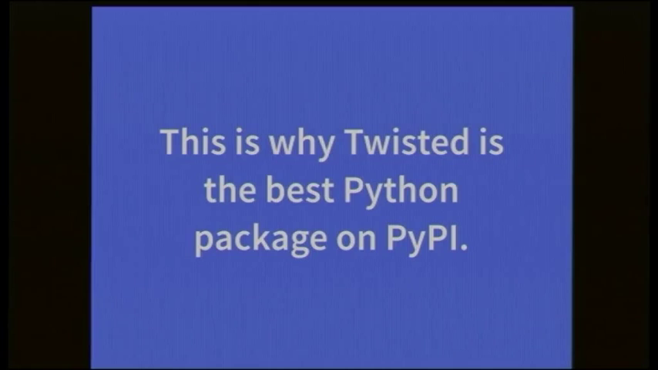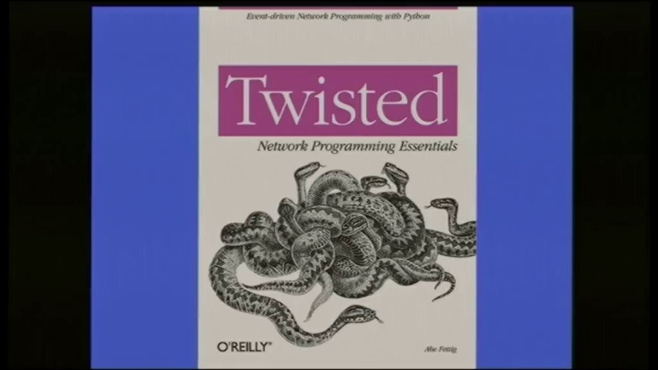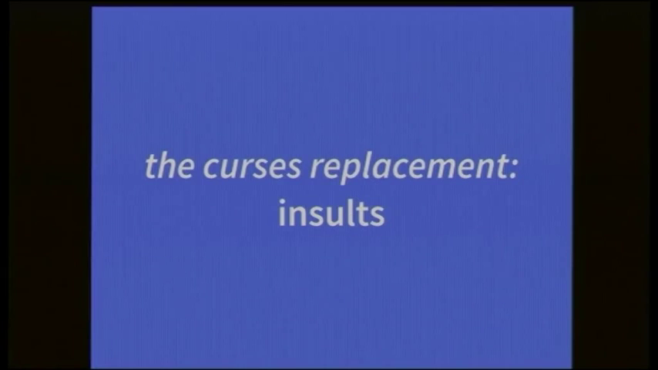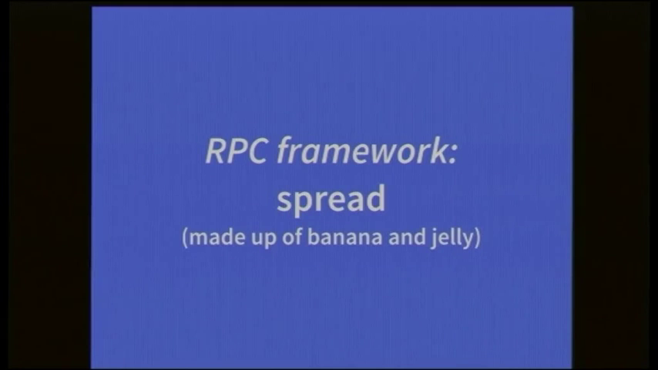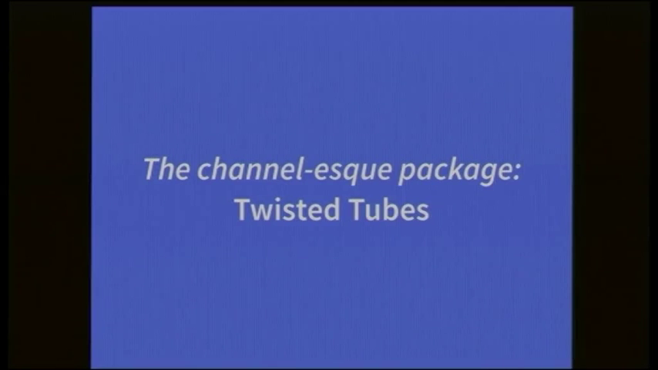This is why Twisted is the best package on PyPI. I mean, just look at the book. It's so good. It's Twisted Pythons. We have a curses replacement called Insults. The RPC framework is called Spread, and it's made up of Banana and Jelly. Jelly's a bit like pickle. We have a channels package, and it's called Tubes. So you have twisted tubes.